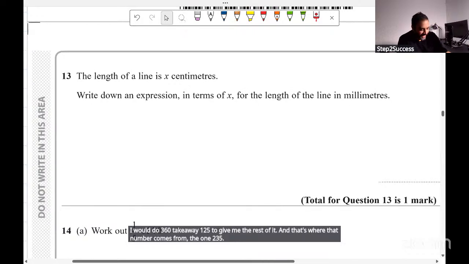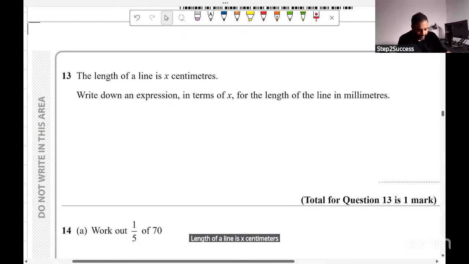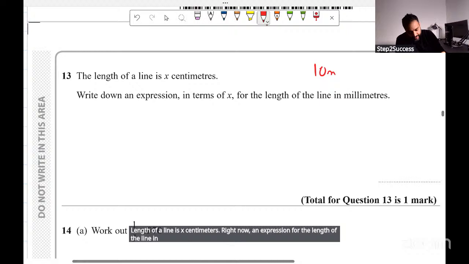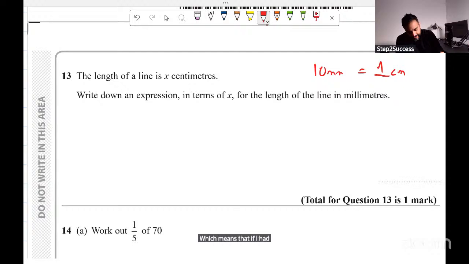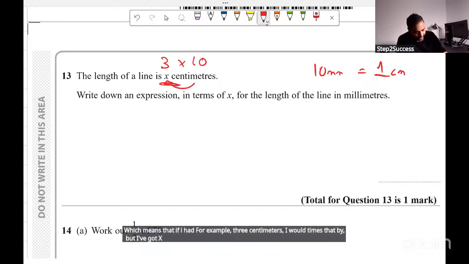Length of a line is X centimeters. Write down an expression for the length of the line in millimeters. There are 10 millimeters in 1 centimeter, which means that if I had, for example, 3 centimeters, I would times that by 10, but I've got X centimeters. So in millimeters, it's just X times 10, which is 10X.